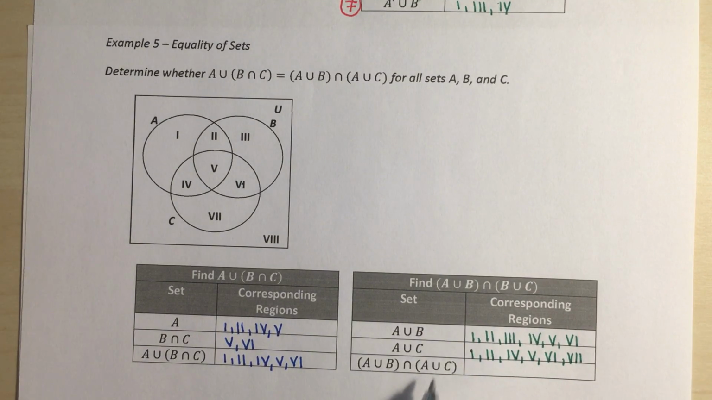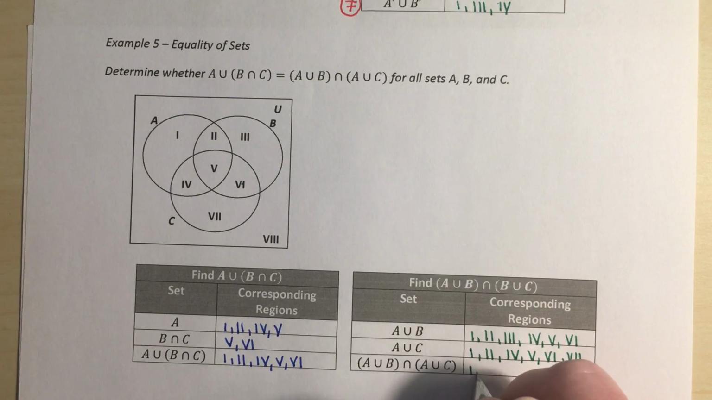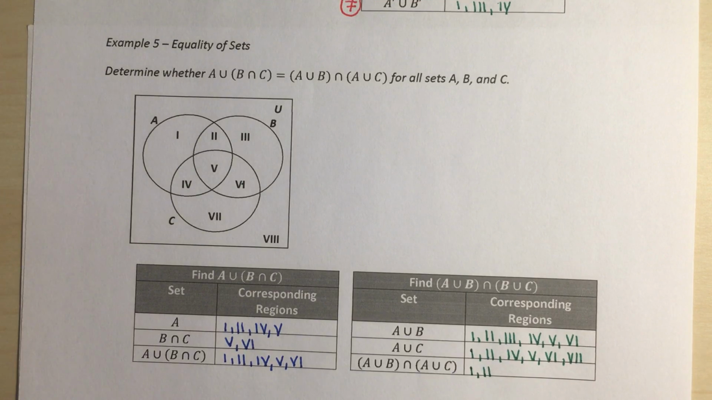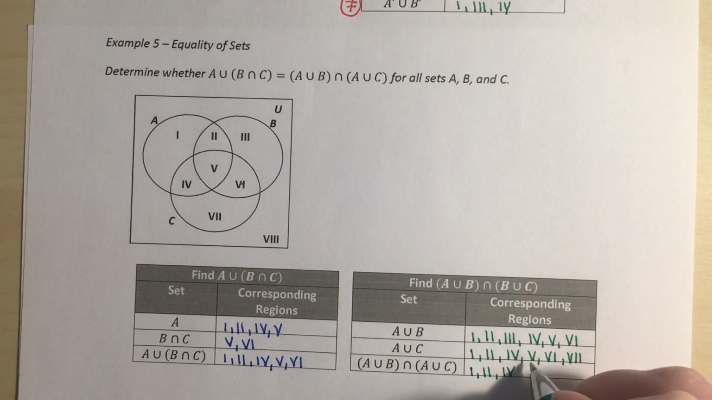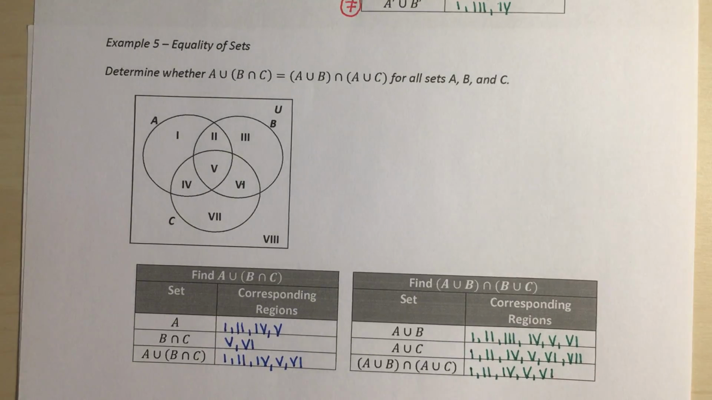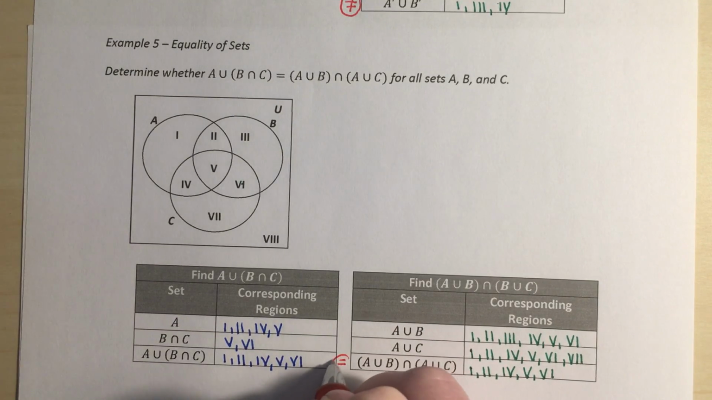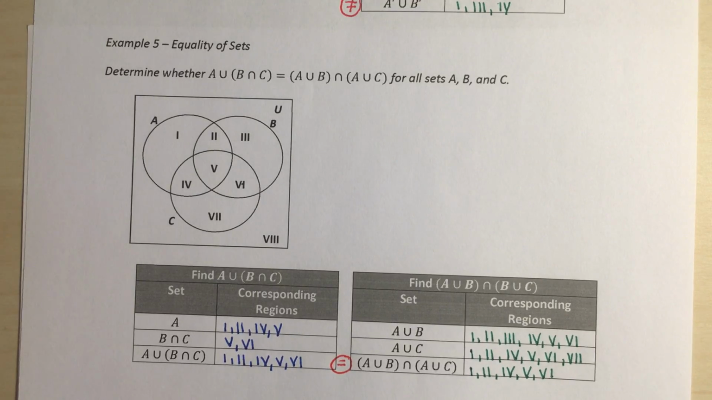Right, and now we want the intersection of these two lists of regions that we have here. So we want only the ones that appear in both. Right, so 1 appears in both, 2 appears in both, 3 does not, but 4 does, 5 does, and 6 does. Right. And if we compare these, these guys are equal.